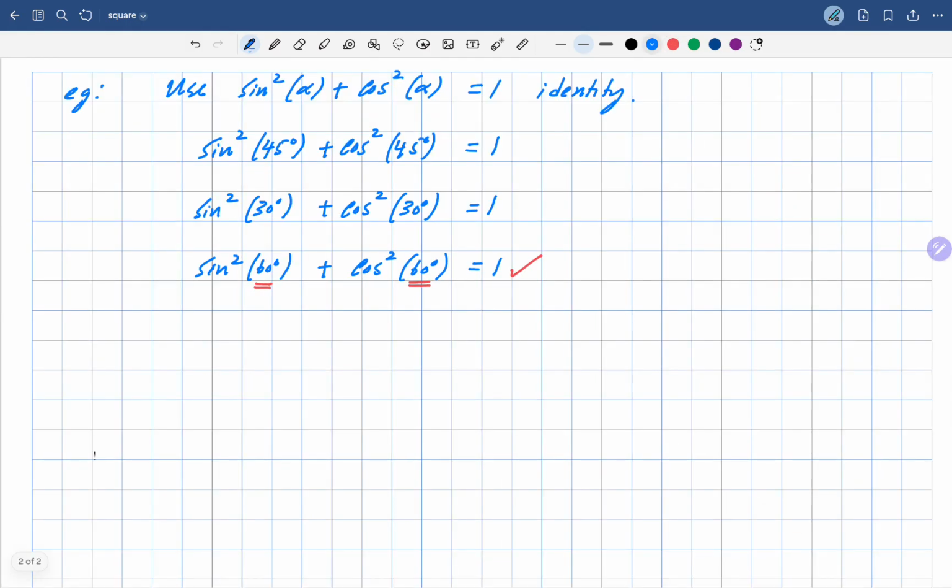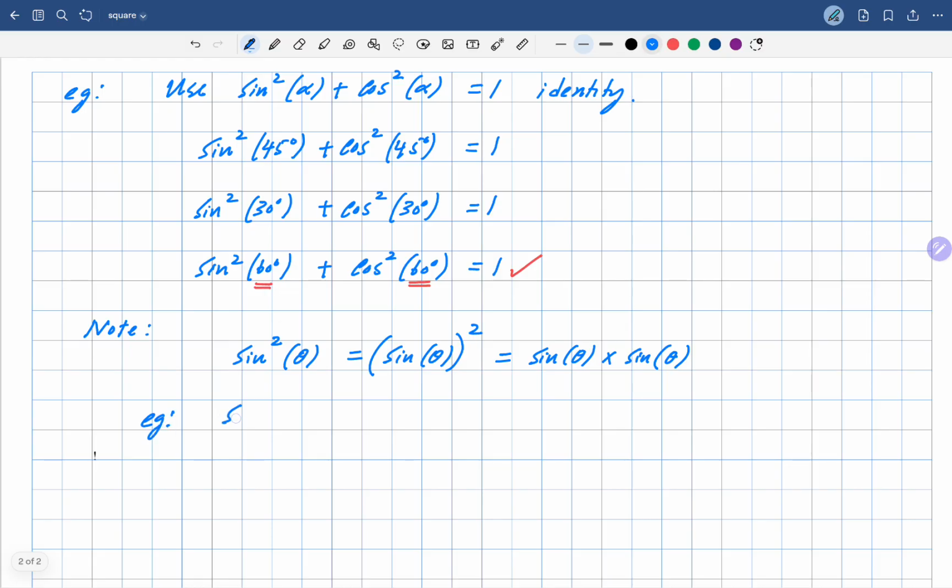Also, one important note here. Most of the kids are confused with this one. Sine squared theta means sine theta, the whole thing raised to the power 2. This is sine squared theta. This is nothing but sine theta multiplied with sine theta.